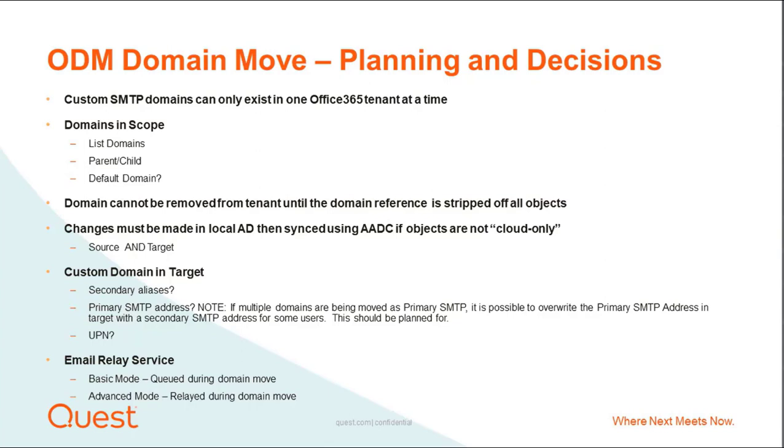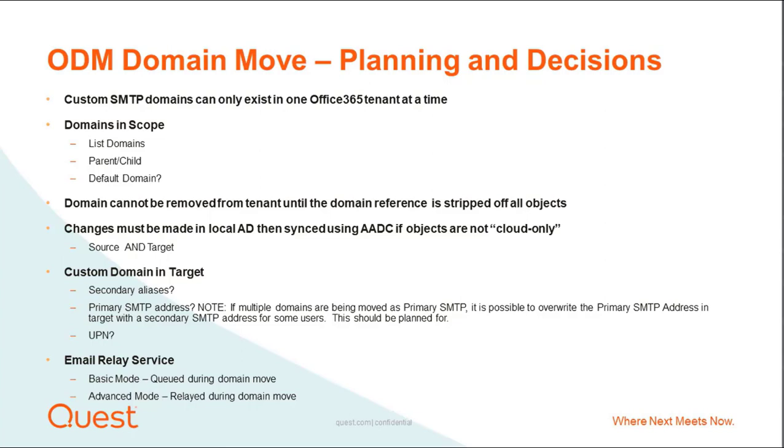The first is to list all the domains that are in scope for the domain move. Once you list all the domains in scope, check if there is a parent-child relationship between the domains. If there is, plan to move the child domain first, followed by the parent domain. Also check if the domain in scope of migration is set as the default domain. If it is, switch the onmicrosoft.com domain as the default domain in the source tenant.